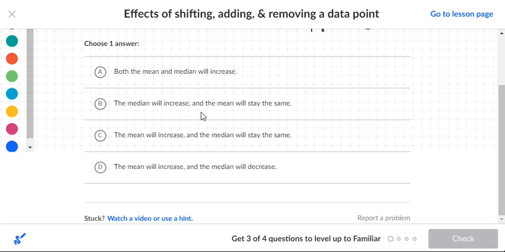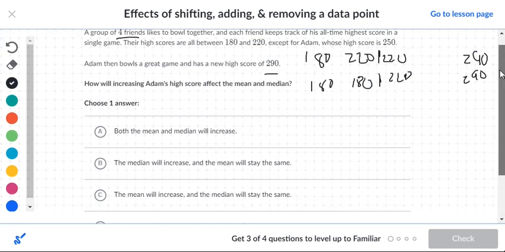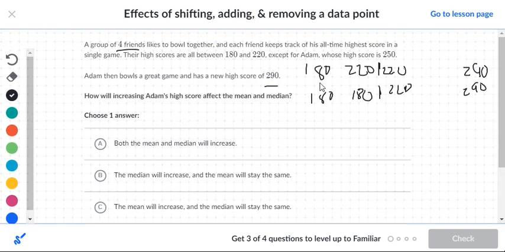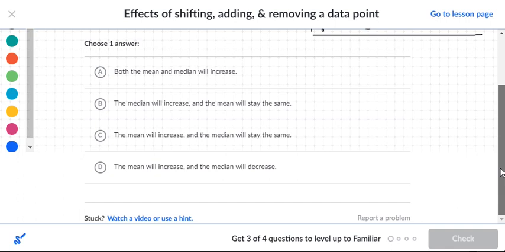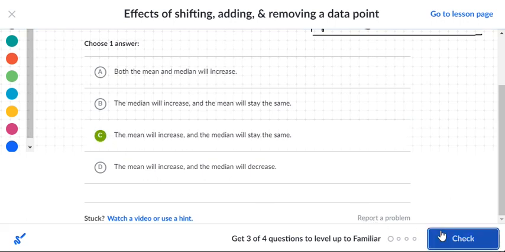So really, the median doesn't change much since there's four, and we're not bringing in a new player. We only have four players here, four friends. So the median would not change, but the average will change. So the mean will increase. We know the mean will increase, but the median will not.